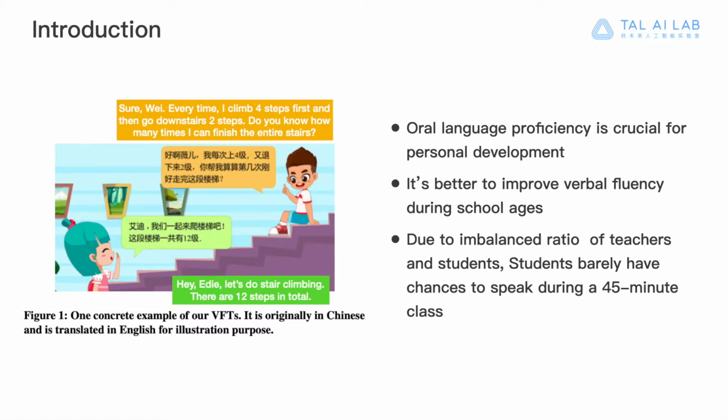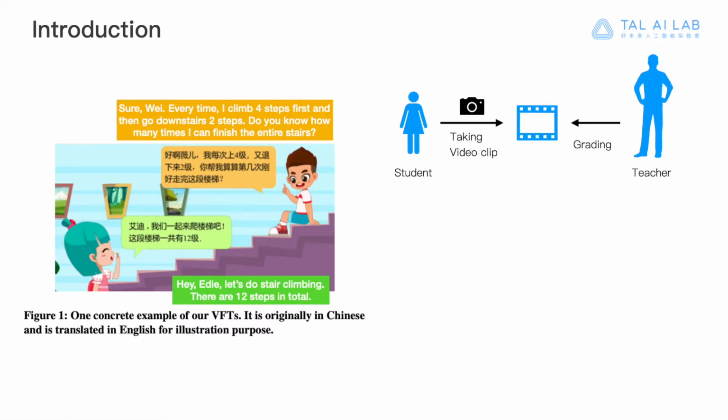But in many countries, like China, due to the imbalanced ratio of teachers and students, students barely have chances to speak during a 45 minutes class. In order to improve the elementary students' verbal abilities, we create verbal fluency tasks. The figure shows one concrete example of our VFTs.